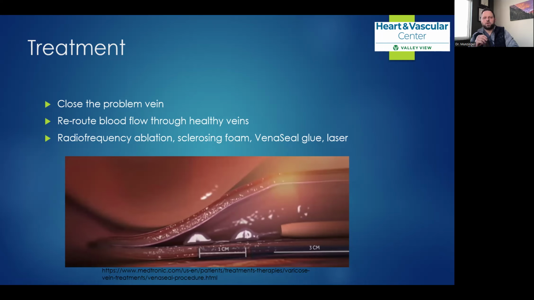The way that we treat the vein is we identify the problem vein that has the reflux and the vein is dilated in size. And then we aim to close down that problematic vein so that the body routes blood flow through healthier veins. The way that we close down the problematic vein is through radiofrequency ablation, use of a sclerosing foam that causes the vein to scar down, use of a surgical grade adhesive such as VenaSeal glue that causes the vein to shut down, and then occasionally use of a small laser as well.